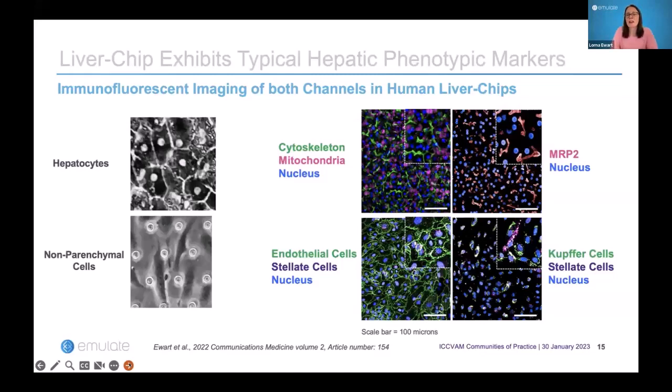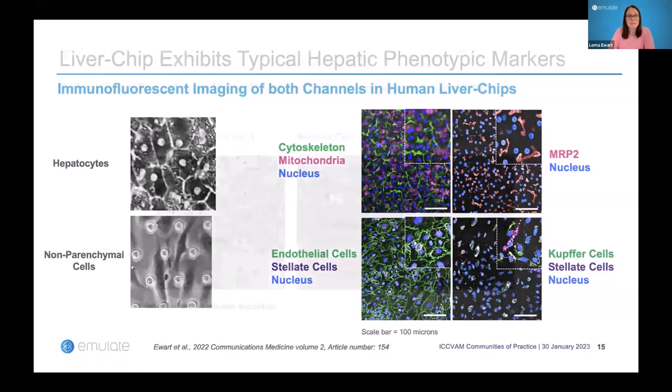In the images on the right-hand side, in the upper channel, we've stained for the cytoskeleton in green to see some of that branching bile canaliculi structure, and also MRP2 next to it, which would be present in that region. You can see the hepatocytes have a lot of mitochondria. This is important because they need a lot of energy. Down below, the endothelial cells were stained with CD31, the stellate cells with vimentin, and the Kupffer cells with CD68.